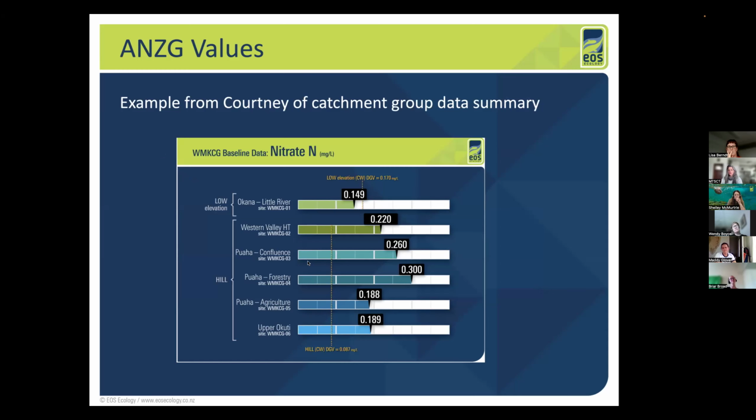This is just an example from some work that Courtney here has been doing with one of her catchment groups. So this is their data that they've been collecting. She's kept them separated out based on site, but she's visually grouping them by their topography classification. They're all in the same climate, so that's a given. And then you can already see that the default guideline value for nitrate N for the hill classification is lower than it is for the low elevation.